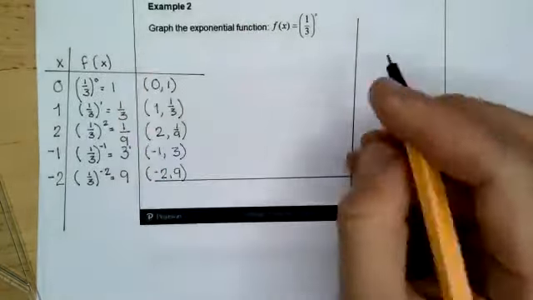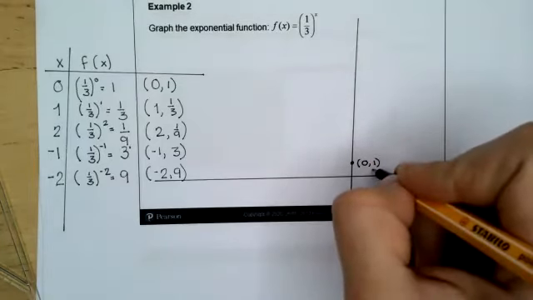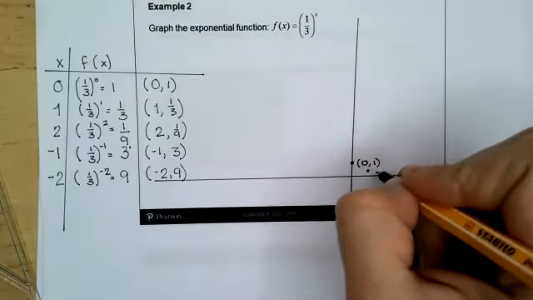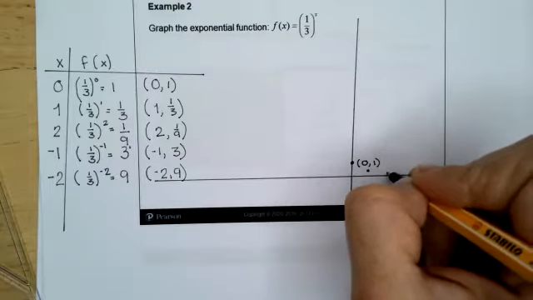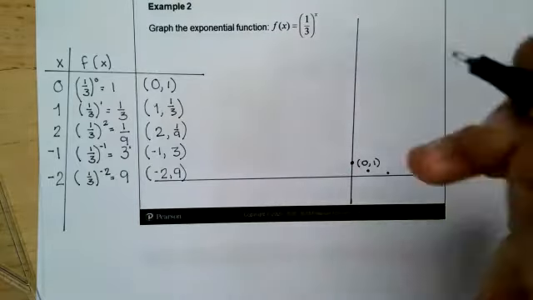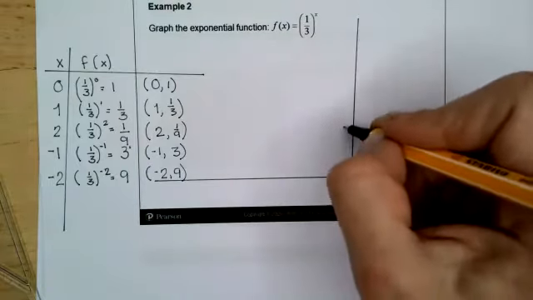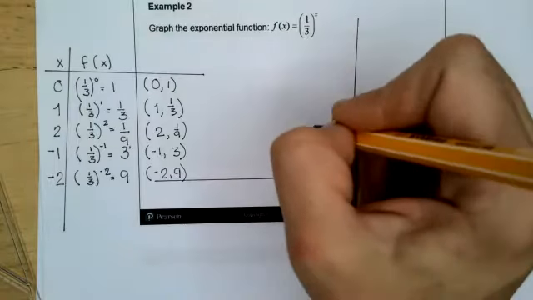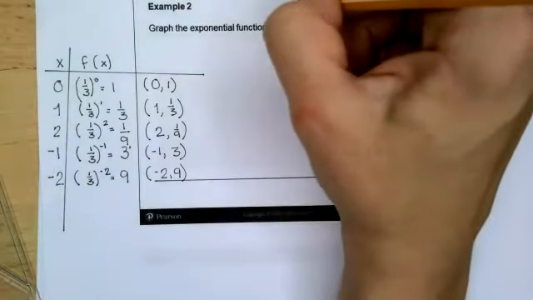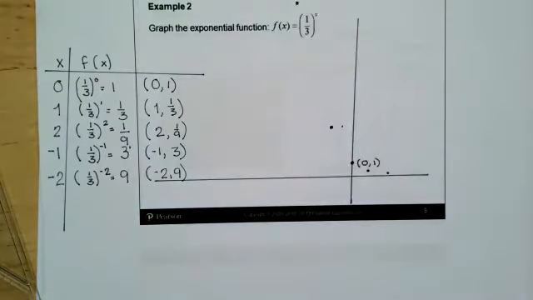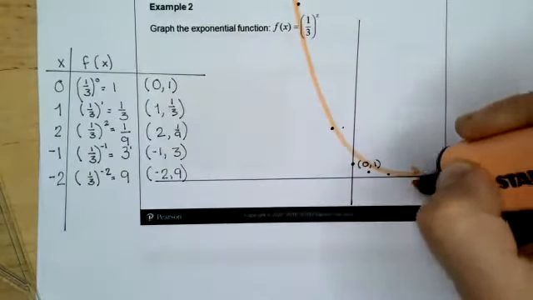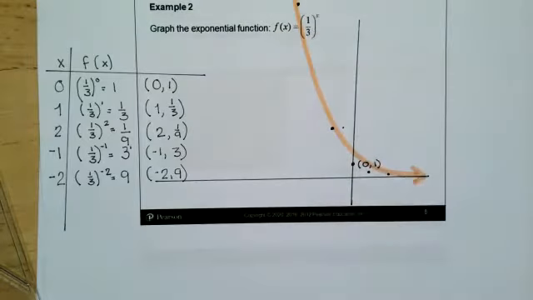So we have (0, 1), (1, 1/3), (2, 1/9), but (-1, 3). Oh, sorry, it should be over here. (-1, 3), and (-2, 9). So you can see how fast it's falling in this case, because we're always looking from left to right. This one is falling like this. The other one was growing.